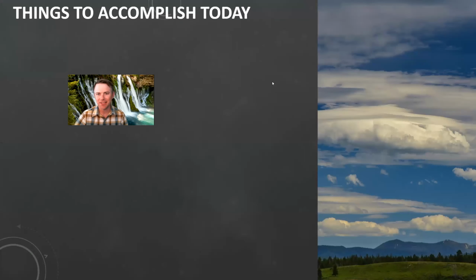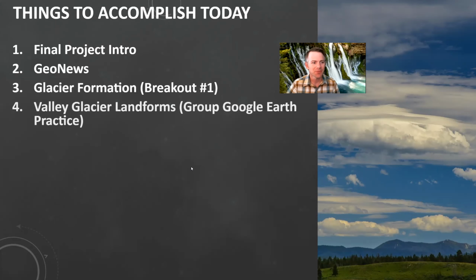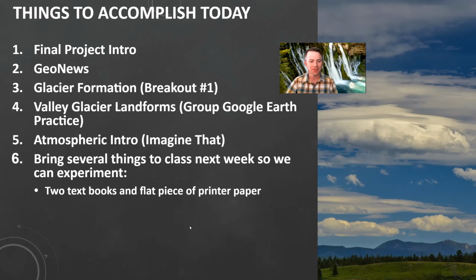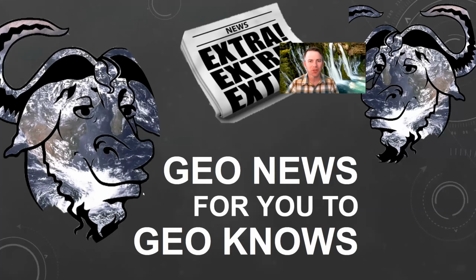So a couple of things. First thing, we'll talk about the final project intro. We'll do some geo news, some glacier formations stuff, Valley Glacier landforms, which is some group Google Earth practice, and then that atmospheric intro like I was telling you about. And so for next week, some of those things that you're going to need, basically just 2 textbooks, not to read, but to use as a platform, and then a flat piece of printer paper, and then some 2-liter or any size soda bottles or a small ball of paper that you can wad up. So that's kind of what we're going to be looking at.